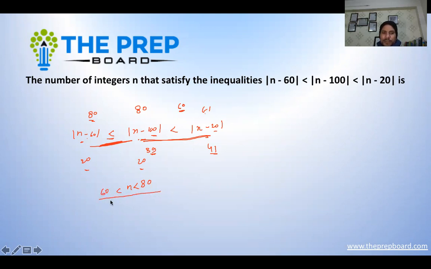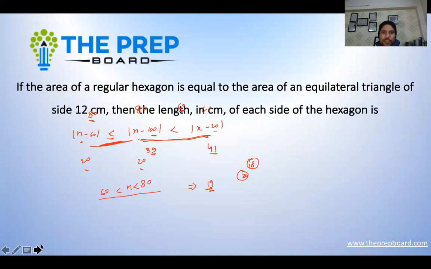So the value of n must lie between 60 and 80, and there are 19 positive integers between 60 and 80. Okay, a very important thing: many times students make it 20 or 18. So take care of this. There will be exactly 19 numbers between 60 and 80. Okay, let's move on to the next question.